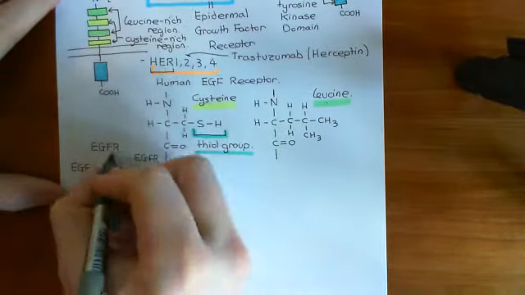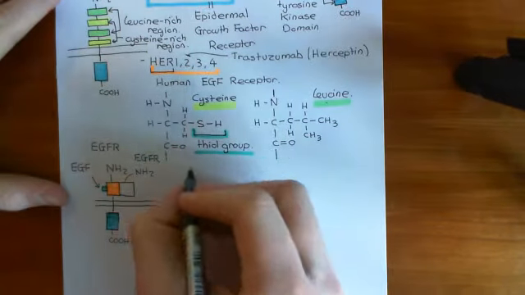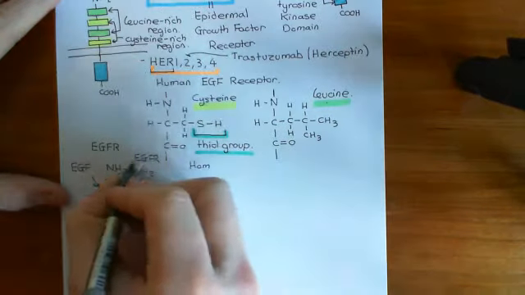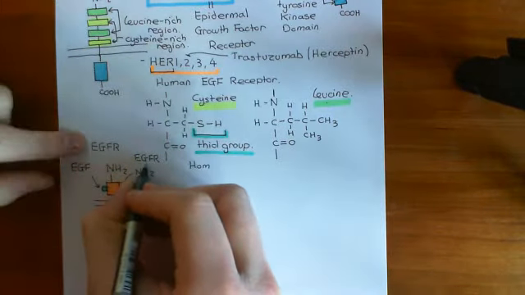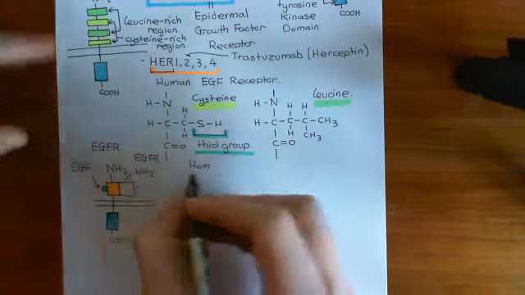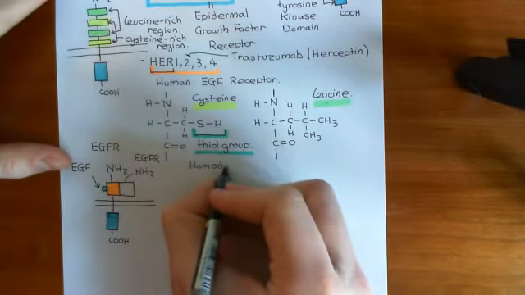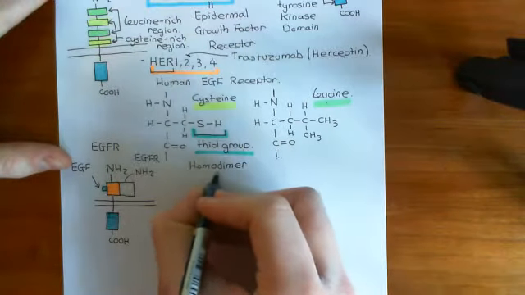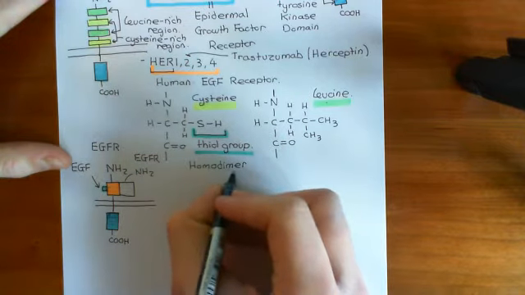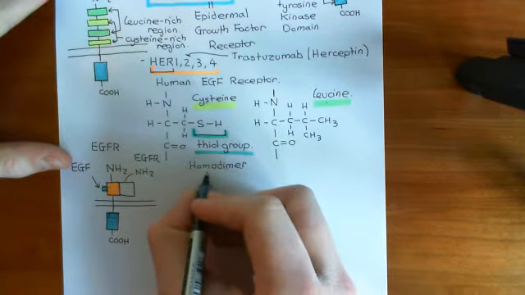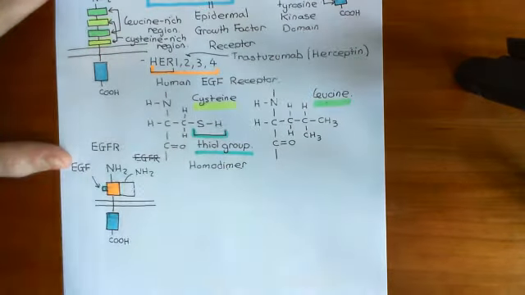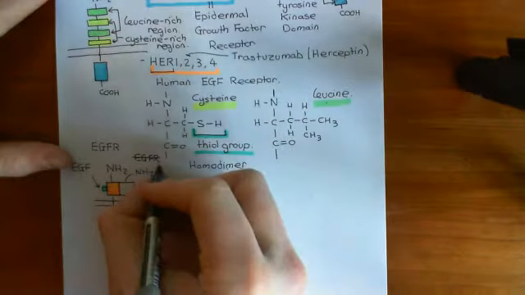So when you dimerize 2 receptor tyrosine kinases together which are absolutely identical, in this case we've dimerized 2 epidermal growth factor receptors together, or 2 ErbB1 receptors together, that's called a homodimer. Homo means the same, dimer means 2-membered structure, so this is a 2-membered structure where the 2 members are the same.